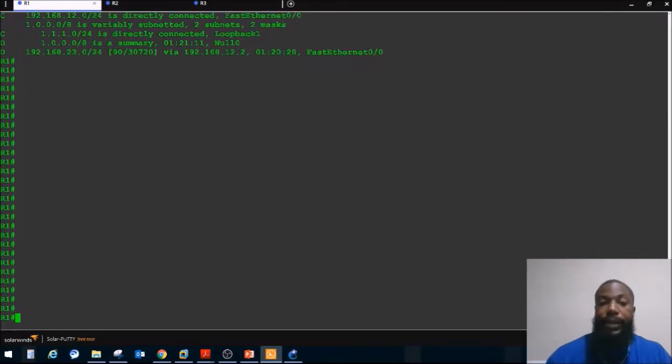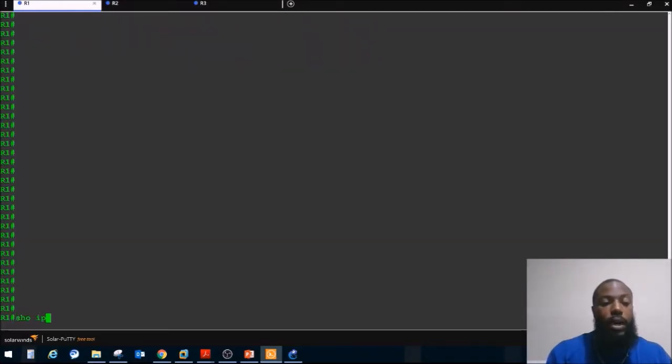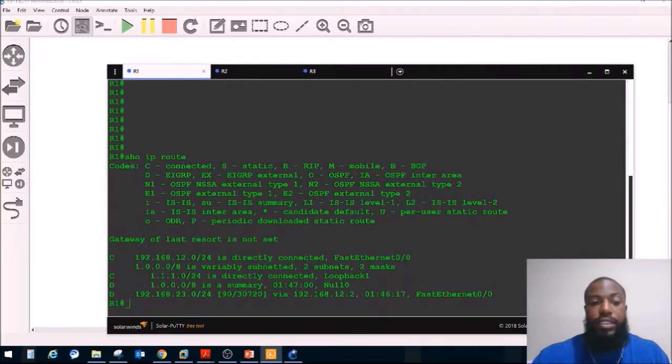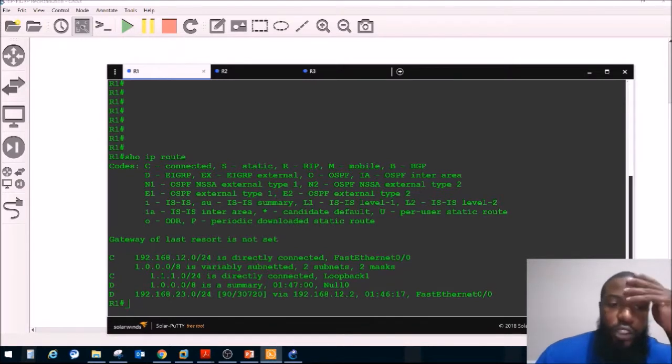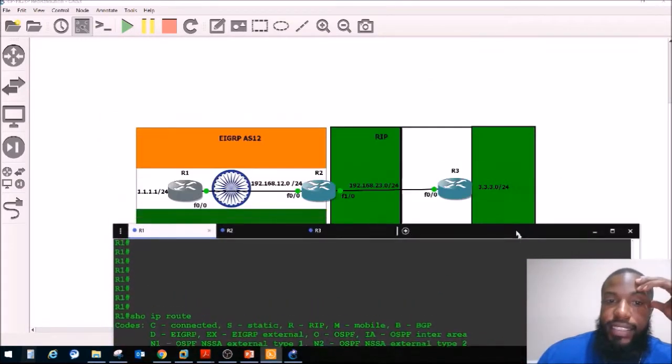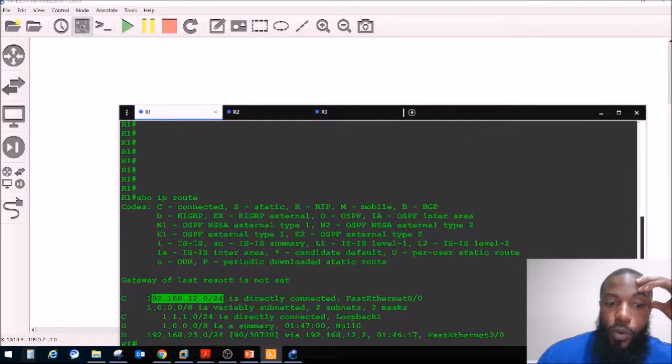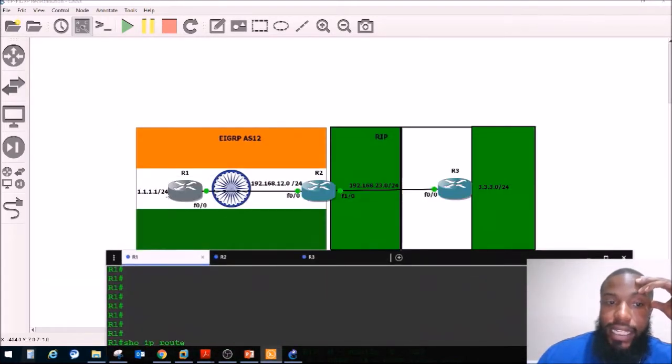So this is router 1 right here. Let's do a show ip route. Let me minimize that so y'all can see real quick. He has the 12.0 network, which is connected to him. That's this guy right here. He also knows about the 1 network, which is the loopback set up on him.